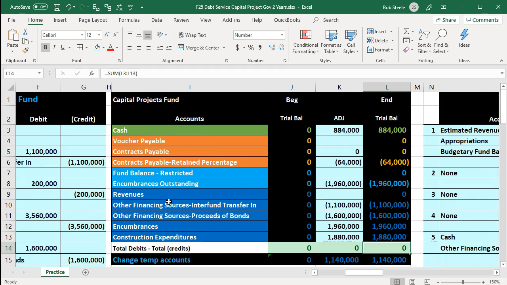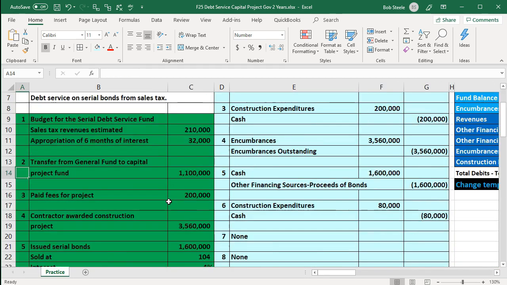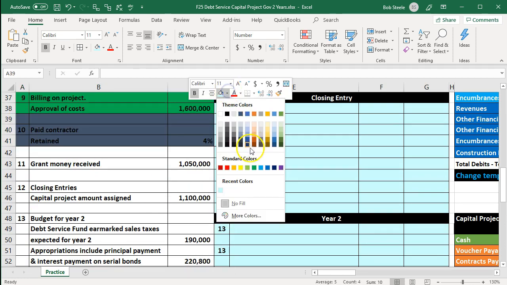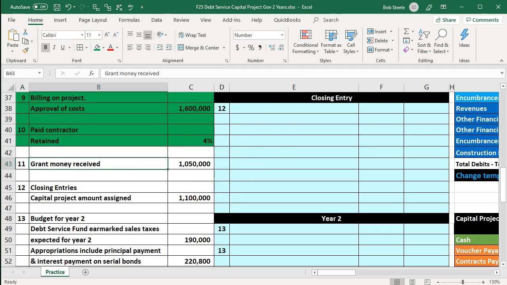So we're looking good. Scrolling back over, let's go ahead and highlight that and say that we have completed number 10. And so I'm going to right click and make that green, and we're going to move on to number 11. Number 11 says that we have grant money that was received for a capital project. So money's coming in for the capital project.